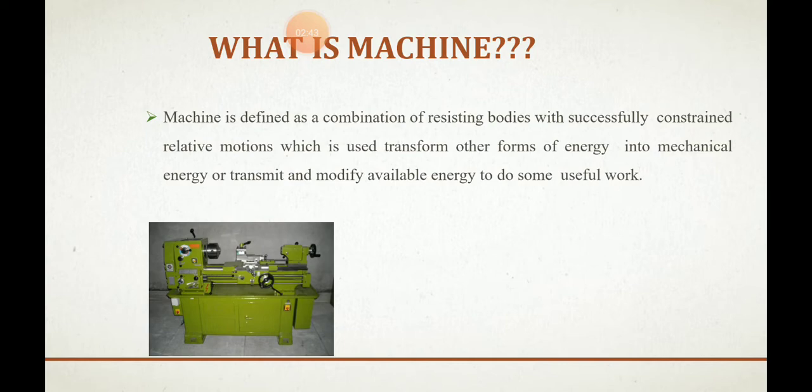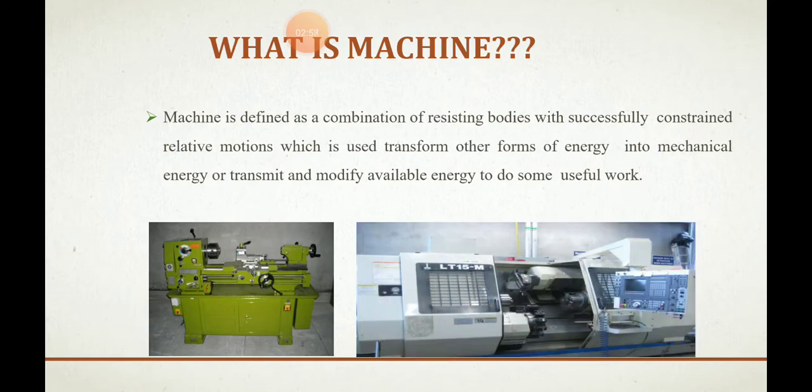One is the lathe machine, that is the conventional lathe machine, which consists of many parts and many mechanisms within it. More than two, three, four mechanisms are combined together and they form the lathe machine. This other one is called the computerized or developed lathe machine. Here we use the computer along with the conventional machine, that is what we call a computerized numerical controlled machine. In both machines there are mechanisms, there is relative motion between the bodies, and they are used to develop some useful work. I hope the concept of machine is clear.